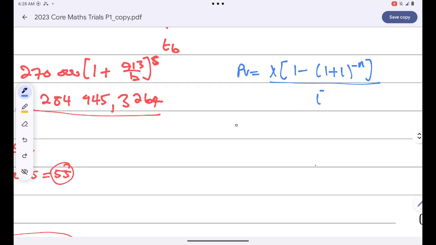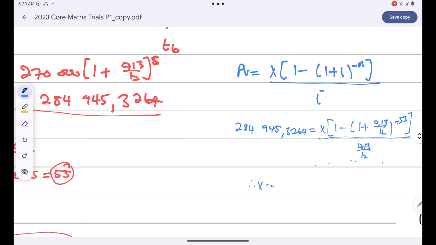So PV is basically equal to 284,945 rands, and then the cents are 3264. This is equal to X multiplied by 1 minus 0.13 over 12 to the power of negative 55 all over 0.13 over 12.